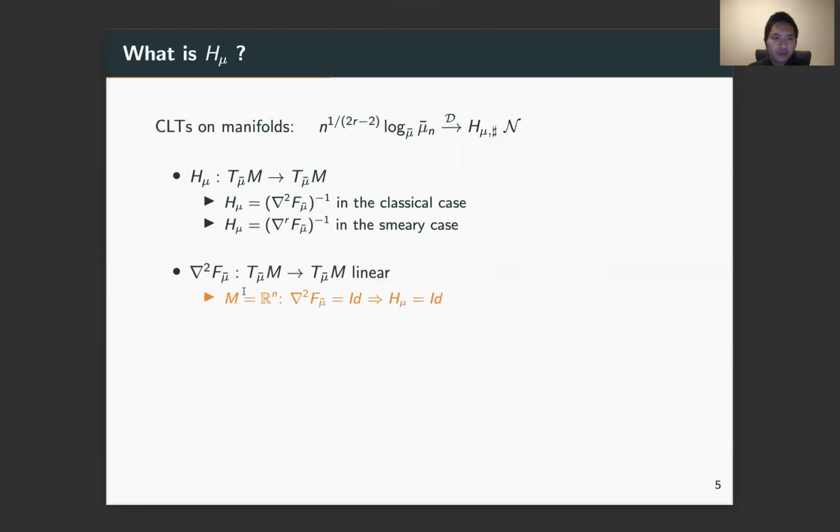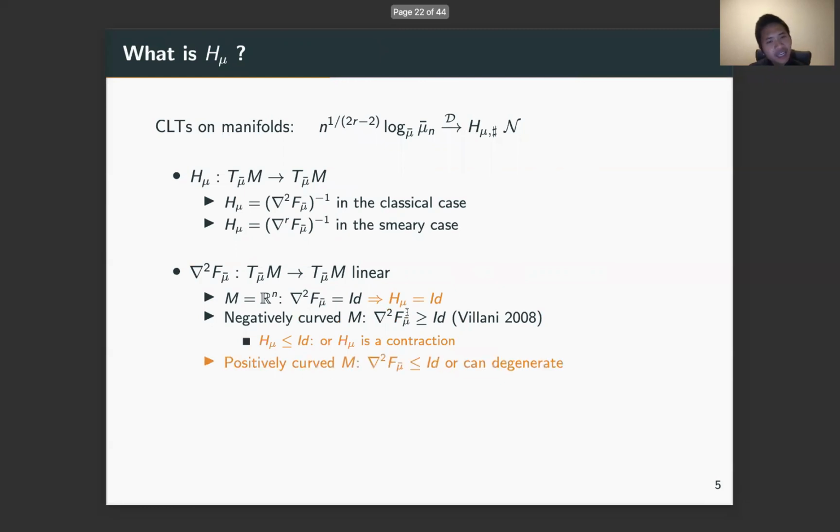For example, when M is R^n, then the Hessian of the Fréchet function at the Fréchet mean is always the identity map. So H mu is always the identity map. When M is negatively curved, then the Hessian will be greater than the identity. That means it will expand vectors. So H will shrink vectors. So it is a contraction map. And as you can guess now, when M is positively curved, then the Hessian will be smaller than the identity, right? That means it contracts vectors. So H will expand vectors.